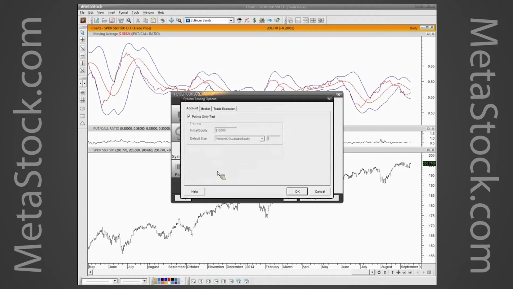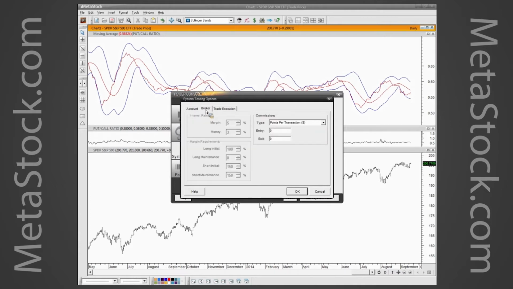We'll go ahead and click the trade options to see what we have selected there. I'm just going to do this as a points only test. Under broker, I'm going to leave all the margin settings at default. And I'm just going to leave the commissions at 0.